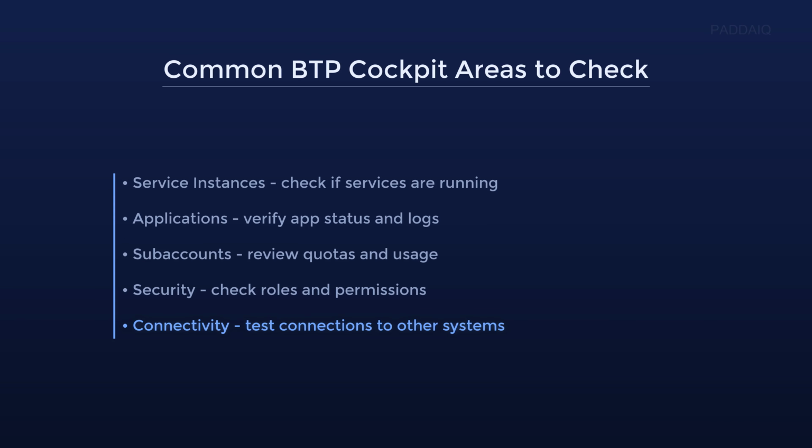Connectivity, test connections to other systems. This means verifying that your BTP applications can securely communicate with external systems like SAP S/4HANA. For example, an e-commerce app on BTP must reliably fetch product data from your backend inventory system. Ensuring these connections work is vital for seamless business operations.